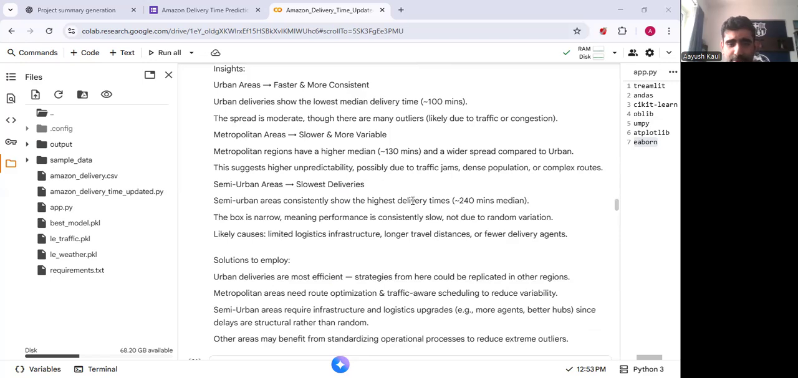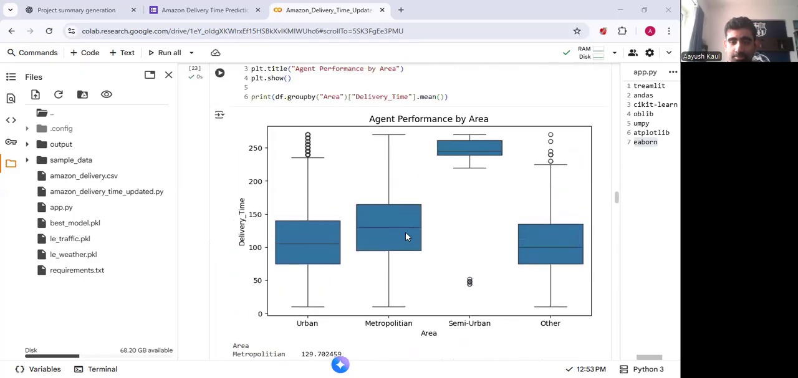This suggests higher unpredictability, possibly due to traffic jams, dense population, or complex routes. Semi-urban areas show the slowest deliveries. Semi-urban areas consistently show the highest delivery time, a 240 minute median. It's very high here.